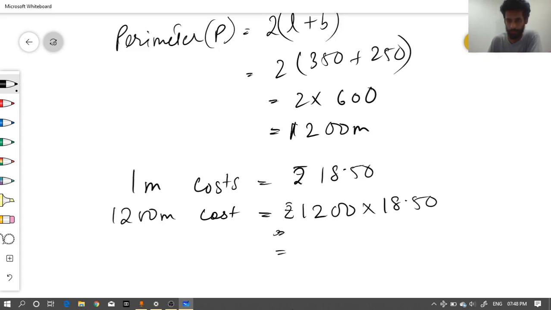This already went, I just have to multiply this 12, 96, then 60, so it will be 2, 10, 12, sorry 2. So the answer is rupees 2220.